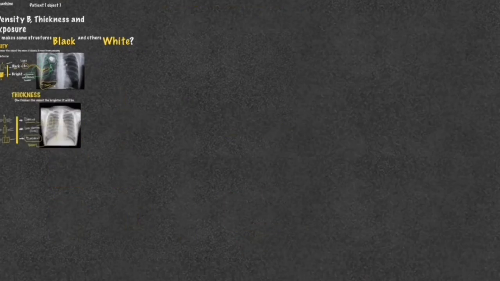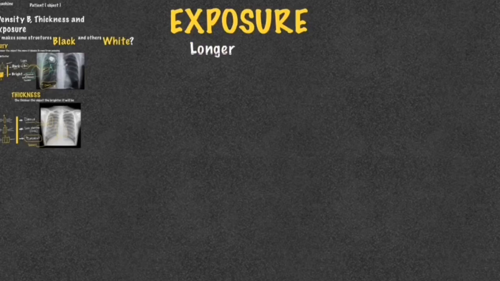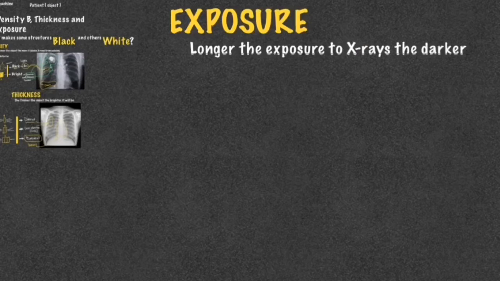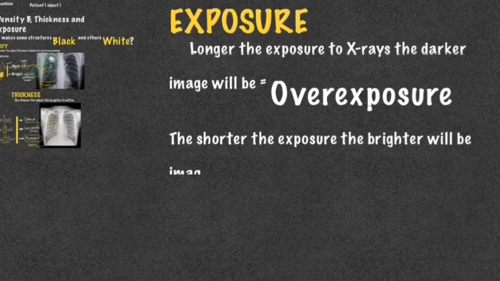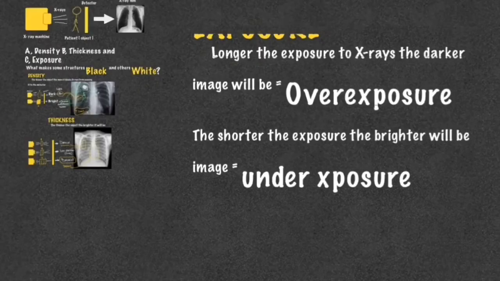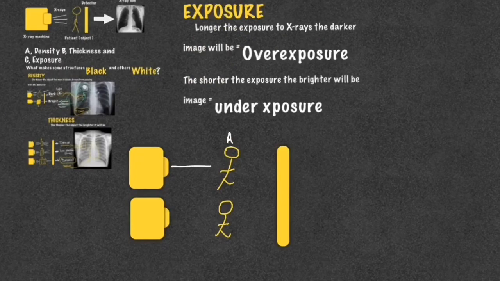Now the exposure time. It's very important that a person or the object is exposed within the limited range of exposure time. The longer the exposure to X-rays, the darker the image will be, and this is called overexposure. If a person is exposed for a shorter period of time, the image will be brighter and it's called underexposure. So here we have two examples. In A, let's say we overexpose this person by more than 5 minutes over the normal time, and the image produced is very dark.